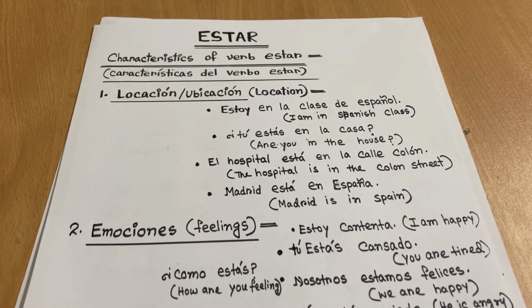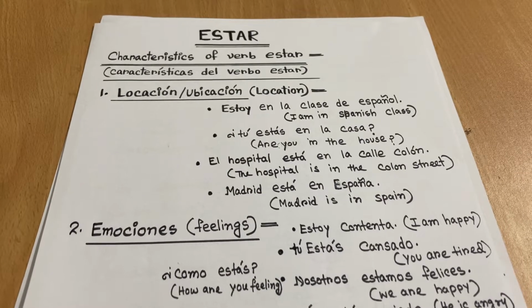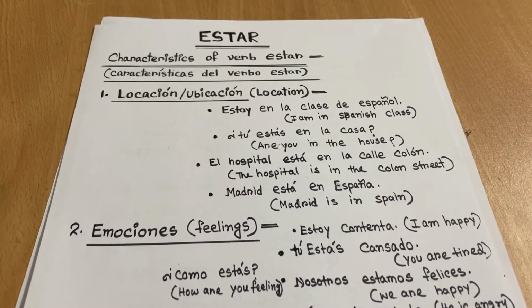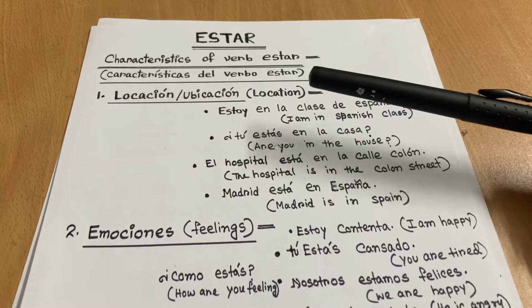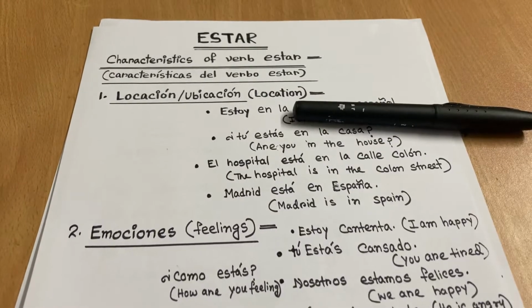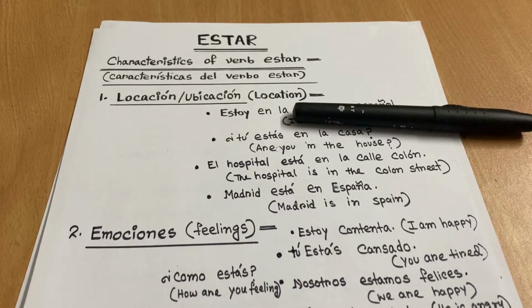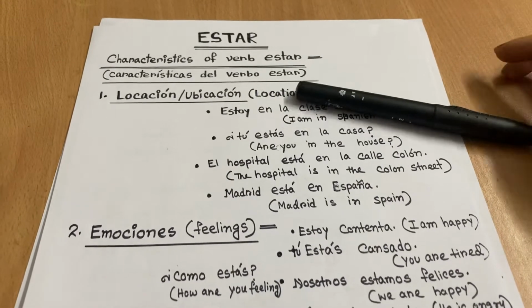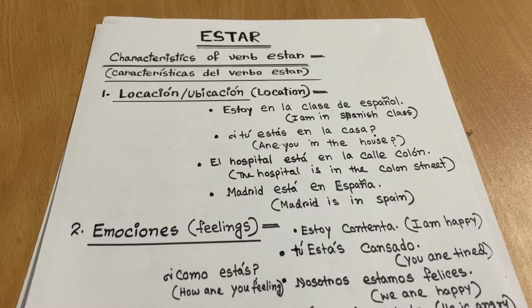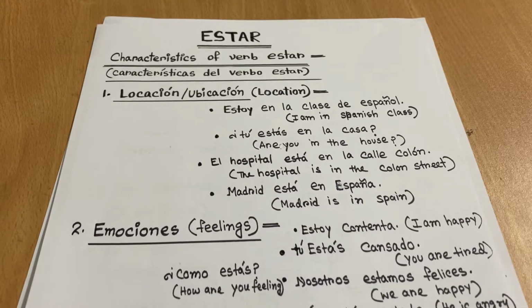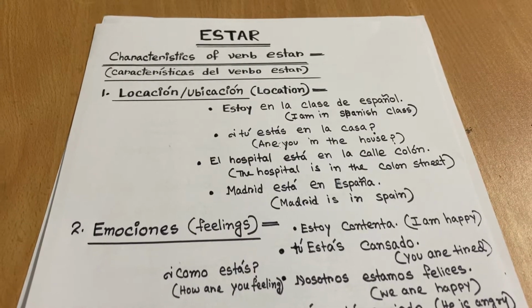So when we are talking about the location, even one more example. El bolígrafo está sobre la mesa. The pen is on the table. So when you are talking about the location of a thing also, you have to use the estar verb.